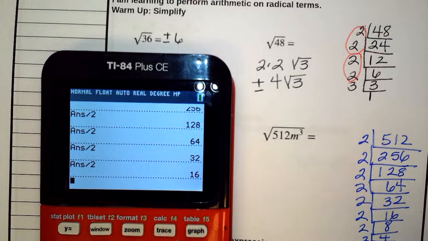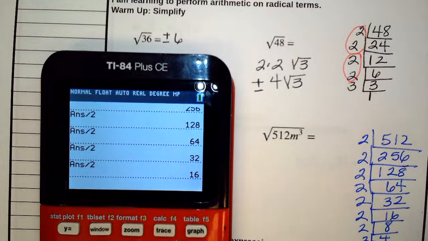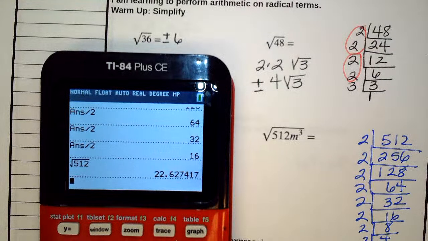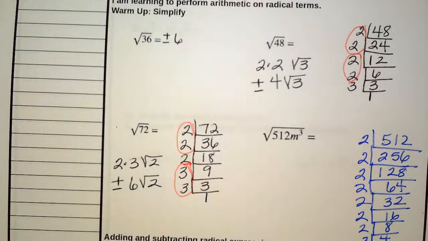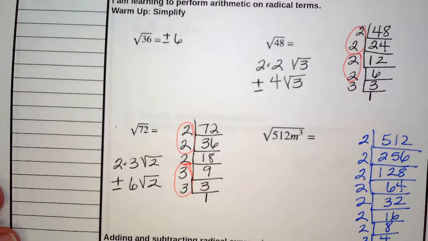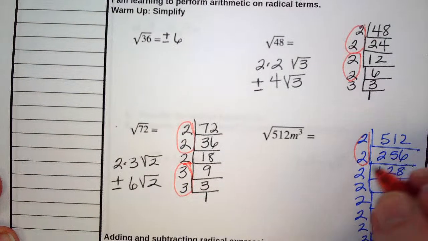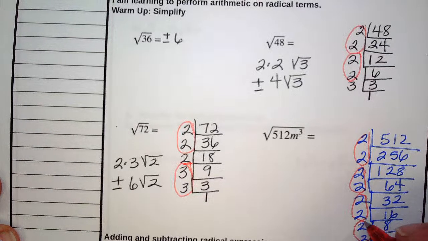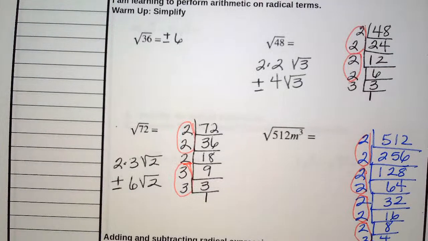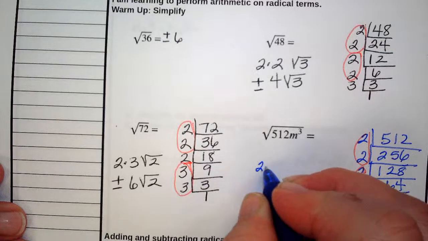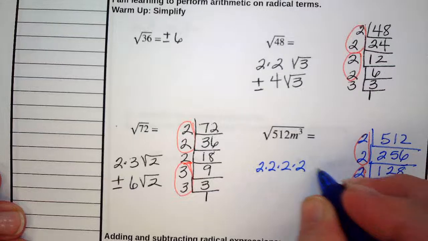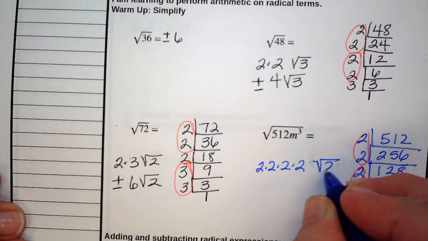That leads me to believe that maybe 512 is a perfect square, and I'll check that out. It's not. That means I've got a square root of 2 left over. Let's pair it up. 1 pair, 2 pairs, 3 pairs, 4 pairs, and 1 left over. So this becomes 2 times 2 times 2 times 2. I've got the square root of 2 left underneath.